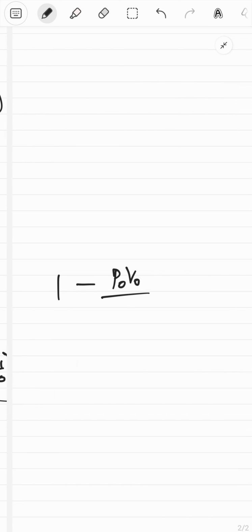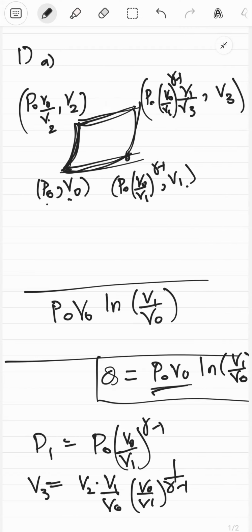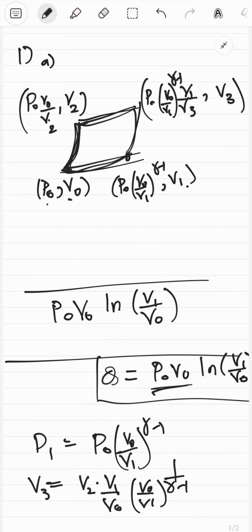So just P naught V naught upon V1 power gamma minus 1, and then again a V1, right? This is what we want. So how does this natural log stuff come in? How are we going to get rid of that? Wow, that's a hard question, isn't it? Yeah, that's a problem.